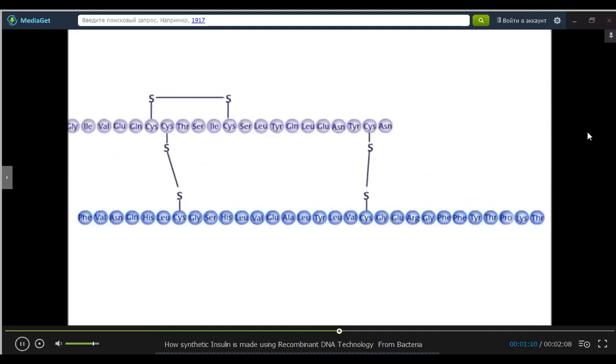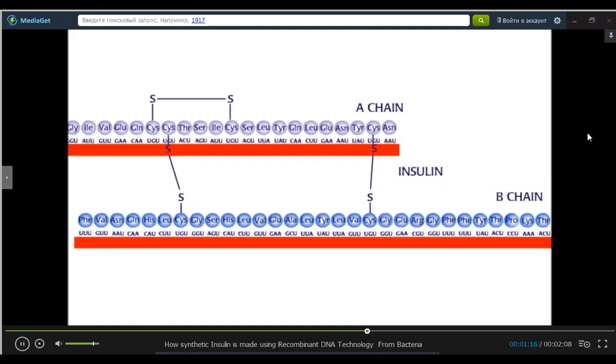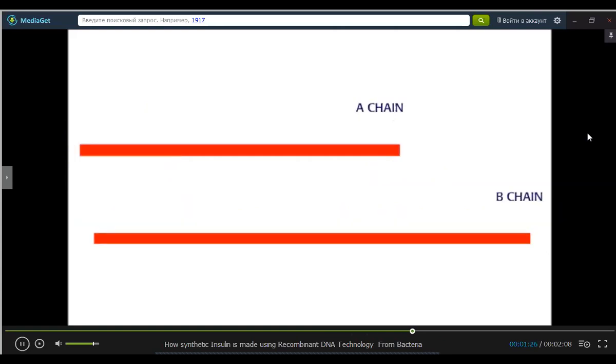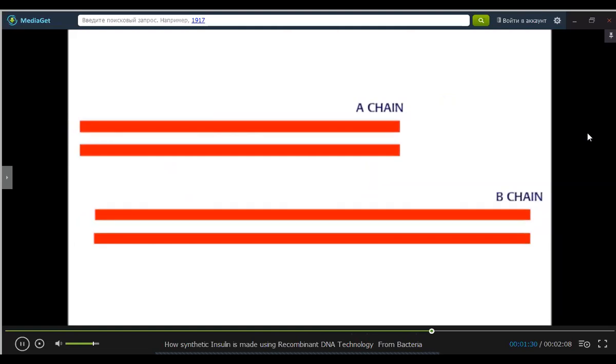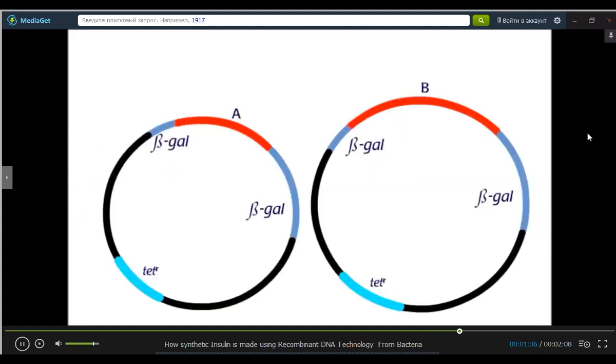In order to get bacteria to make insulin, first DNA is made based on the protein sequence of the two insulin chains, A and B. These DNA fragments are inserted into plasmids. Each DNA fragment is inserted into the beta-galactosidase gene on a plasmid. The plasmids also have a tetracycline resistance gene. Plasmids are then transformed into bacteria.